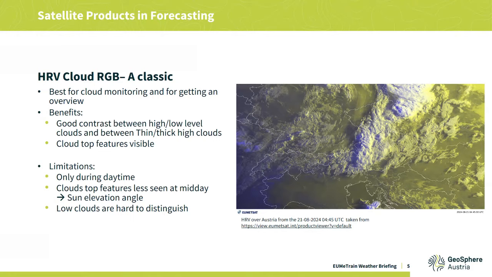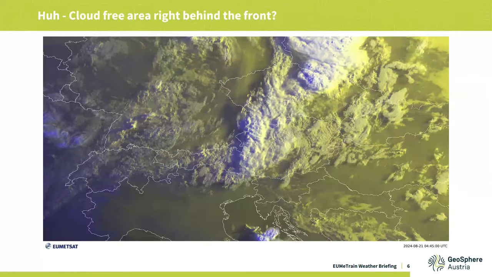And here on the right side, you can see the HRV image I was looking at when I began my shift last week. And I was looking at it and thought, what's the dark spot right in the middle over Austria? And here it is a little bit bigger. When I was cycling to the office, I was in really, really bad rain. I was completely soaked. And that's why I was wondering why there is a cloud-free area right behind the front that completely drained me like 3 minutes ago.